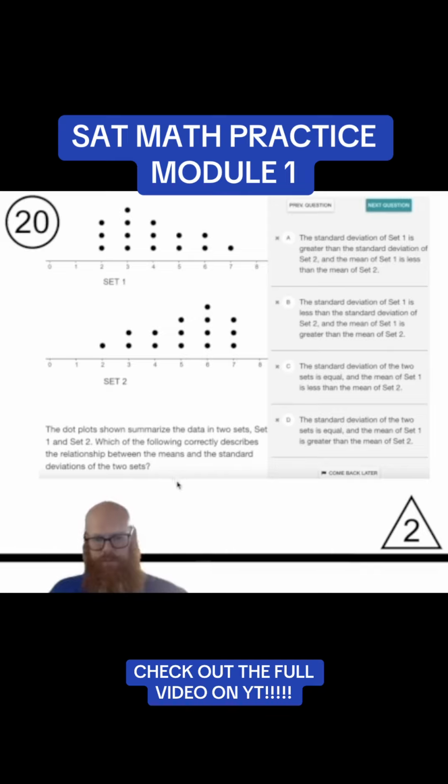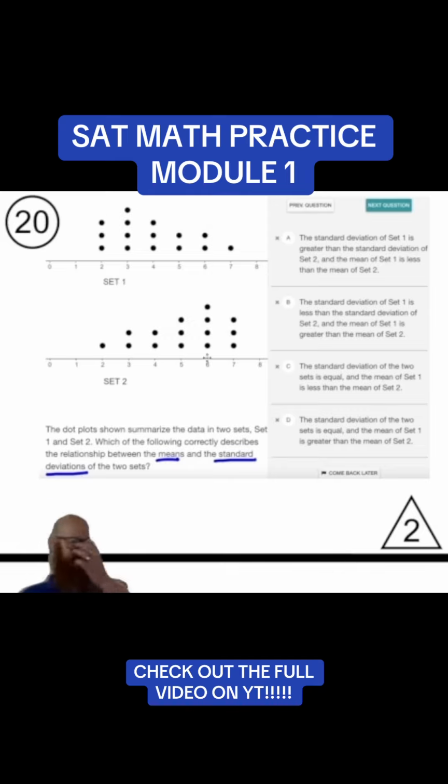So we want to first be able to figure out the relationship between the means and standard deviations, but we don't want to have to do any actual calculations. So first, the means. Well, if you look at set 2, there are a lot higher values, right? There are way more 6s and 7s and 5s than there are here, and this one has a lot of lower values, more 2s, 3s, and 4s.